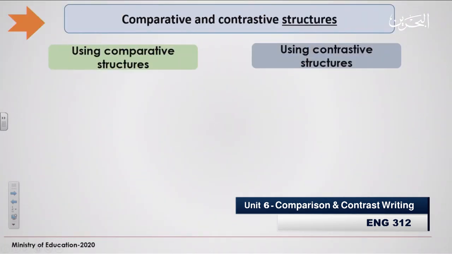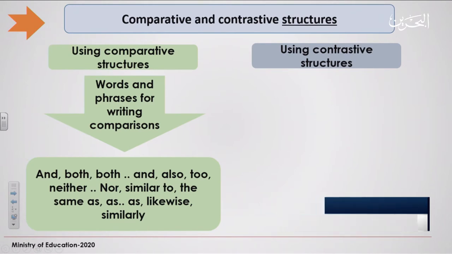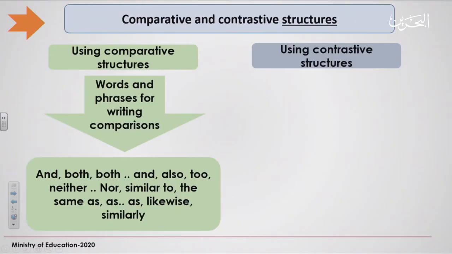Okay, now, what is the structure that should be used? So when we say comparing, mostly the phrases that we use are: because they're similar, and, both, also, to, neither, nor, similar to, same, as well as, like, and so on.